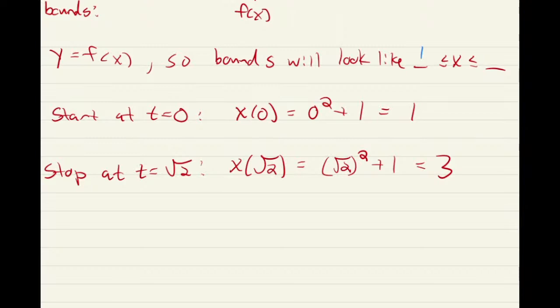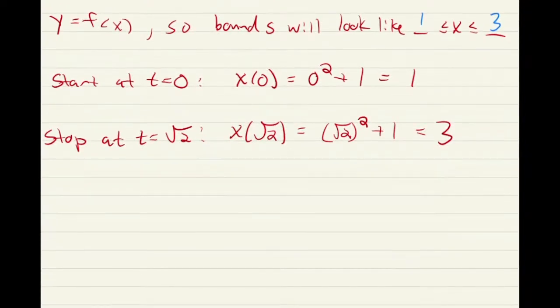Okay. So now I can fill in those blanks. I know what x is bounded by. It's bounded by 1 from the left and 3 from the right, okay? That's how we do this, okay? Mostly basic algebra so far, right? I haven't done anything too fancy yet, okay? That's the Cartesian equation, okay? That's how you do it. Eliminate t and then figure out the bounds.